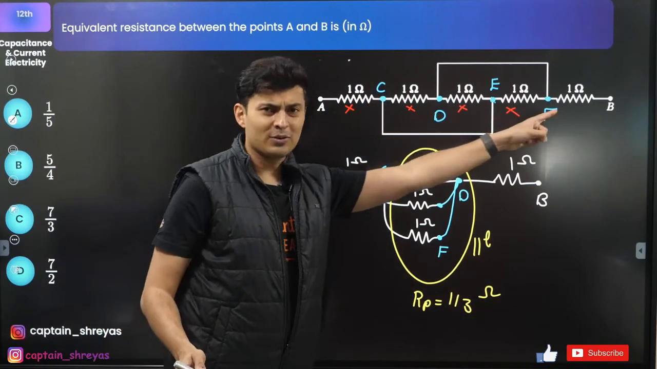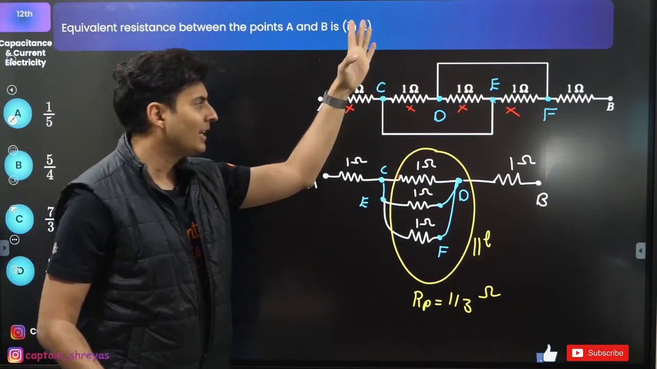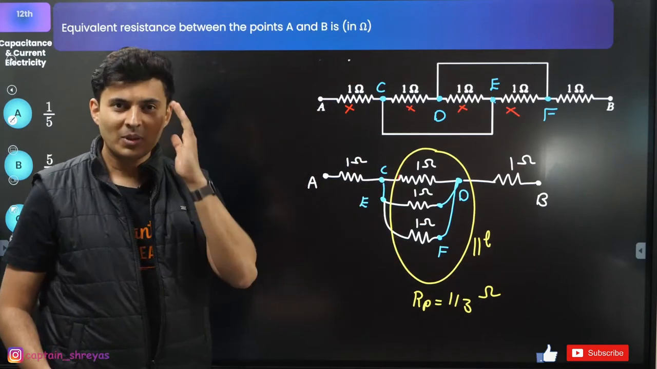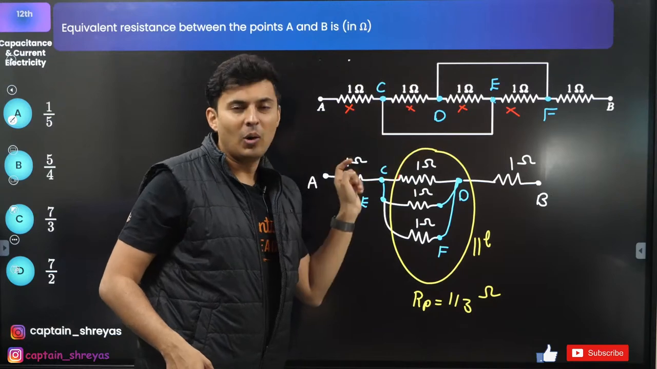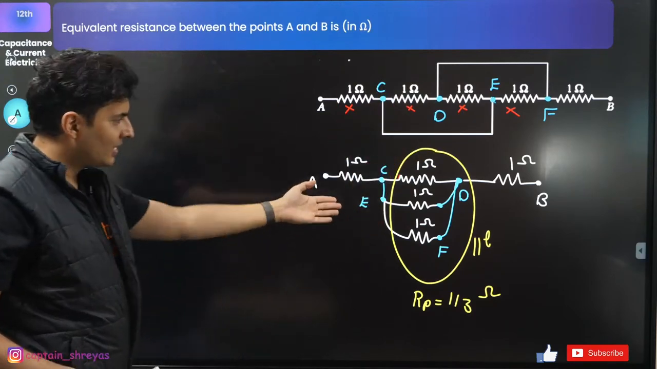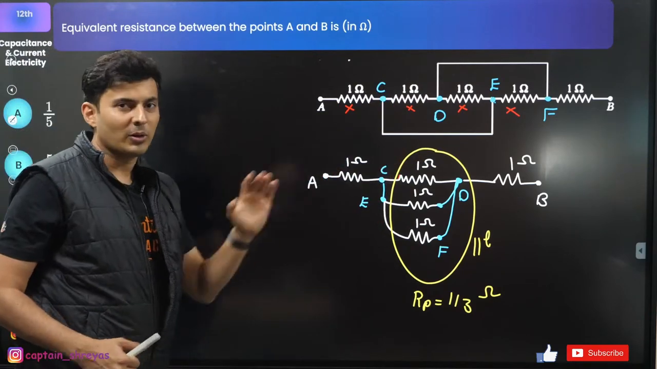Whenever you see this kind of circuit, 99% guys, it will be a parallel circuit. Put this in your head. The moment you see one wire going from top and below, that's it. It will be a parallel circuit. This is a simple way of solving this now.